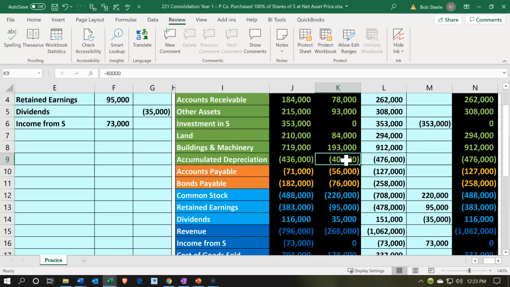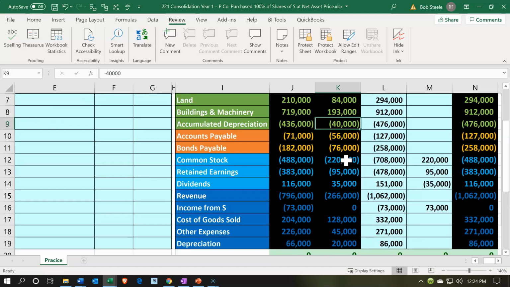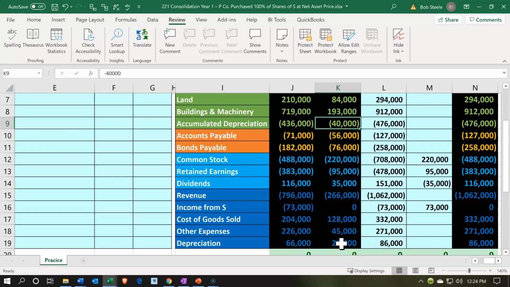The accumulated depreciation has a credit of 40,000 here, and it's only been 1 year of operations. And then we have the depreciation down here that is 20,000. Well, the depreciation journal entry must have been a debit to depreciation expense and a credit to accumulated depreciation. That means at the beginning of this year, at the point of the purchase of the 100% shares, the depreciation must have been 20,000. So we're going to net out the 20,000. As of the point of the consolidation, the machinery was worth the 193 minus the 20,000 at that point in time, and then we'll depreciate it from there moving forward.